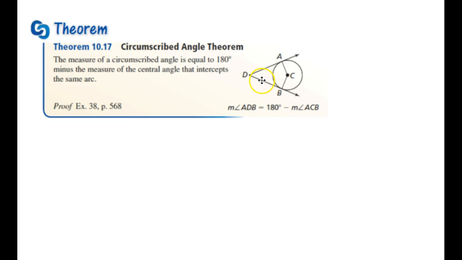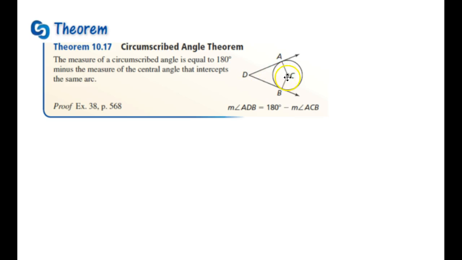So the measure of the circumscribed angle is equal to 180 degrees minus the measure of the central angle that intercepts the same arc, right? So I know that the arc from this ADB that's intercepted is AB, so I can draw my central angle to intercept that same arc, and I can subtract that from 180 to find the measure of angle D.